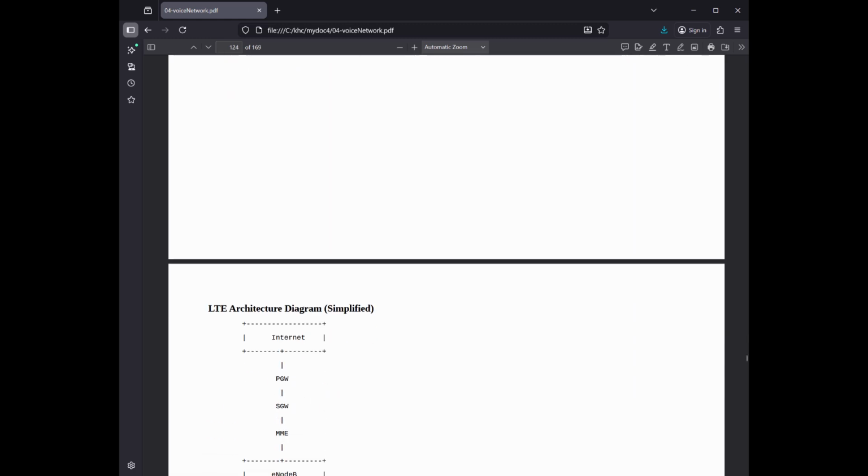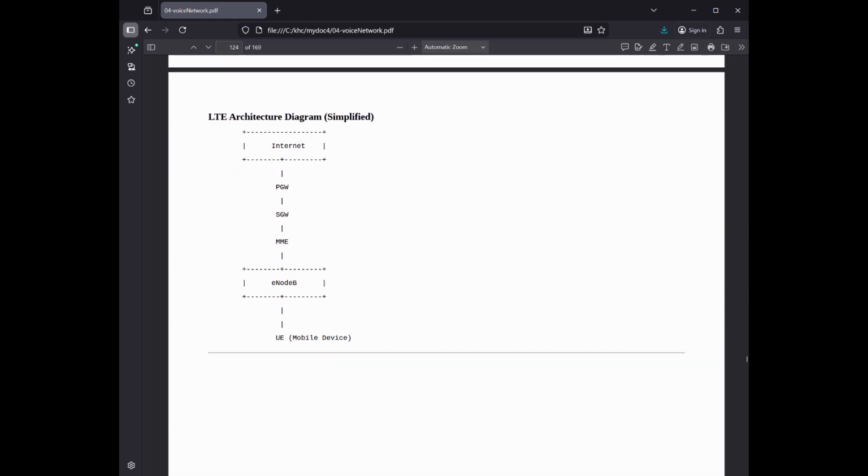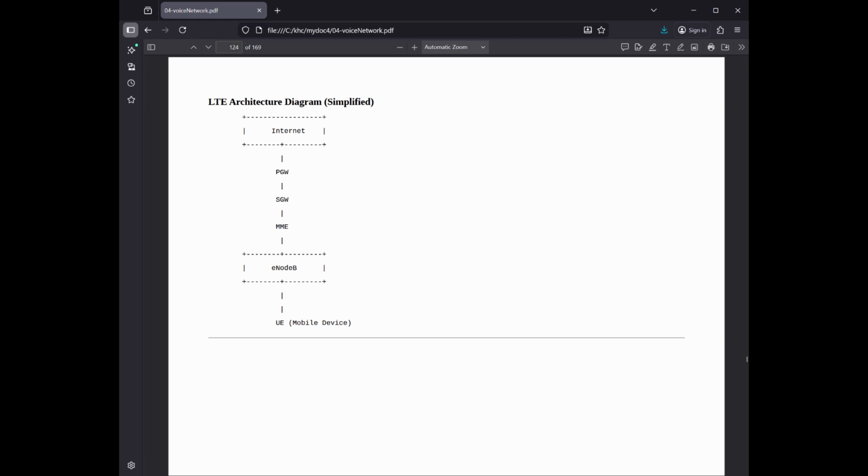LTE architecture diagram, simplified: Internet, PGW, SGW, MME, eNodeB, UE (mobile device).